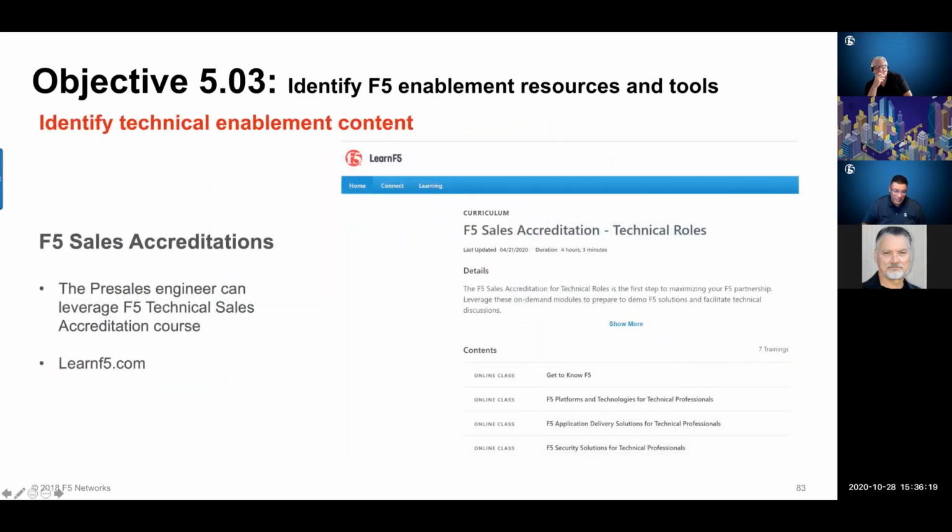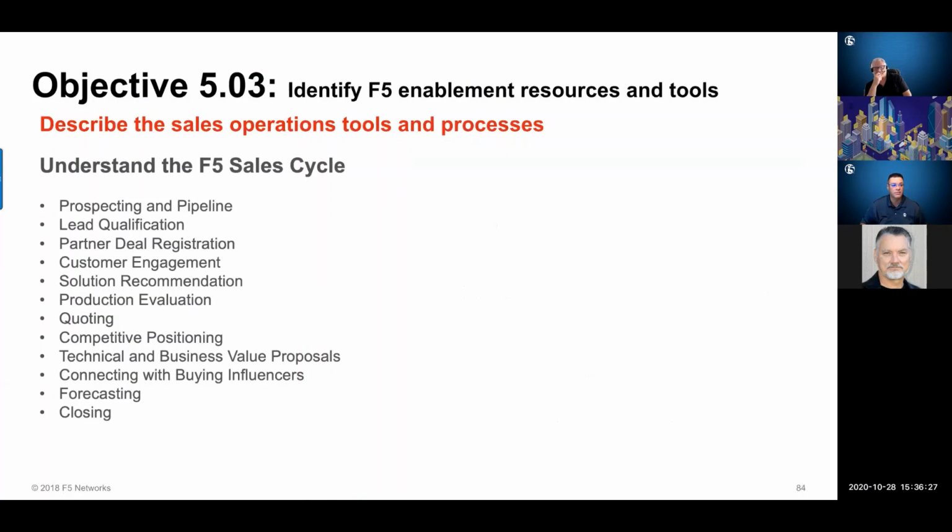Again, we were mentioning the sales accreditation. We mentioned that earlier. Go do that before you take this exam. And we're also going to talk about practice exams.